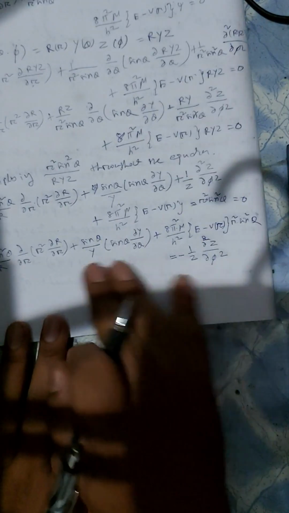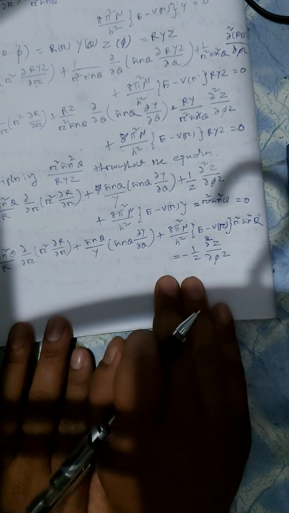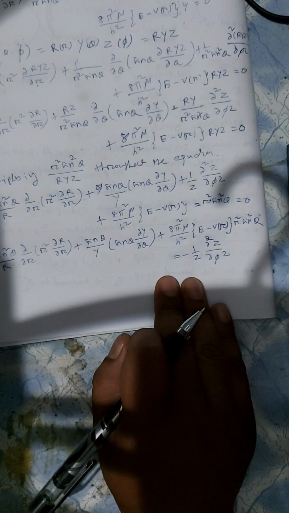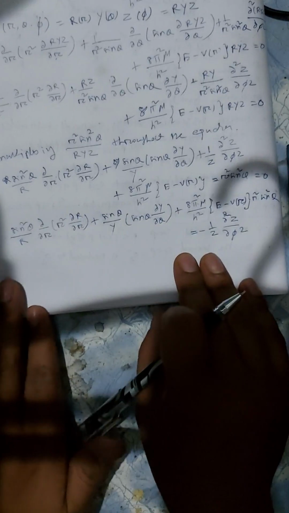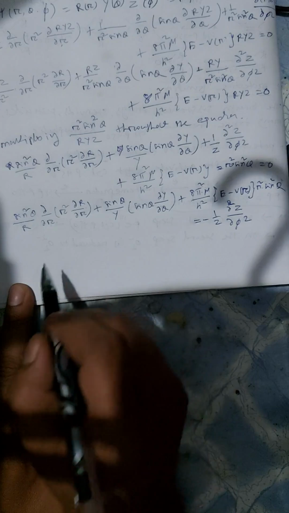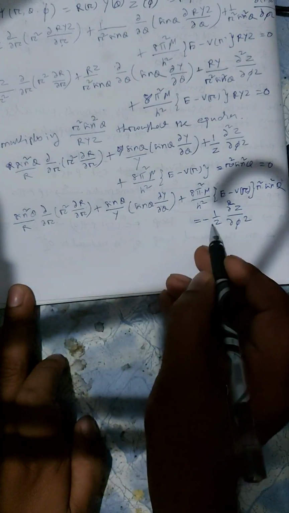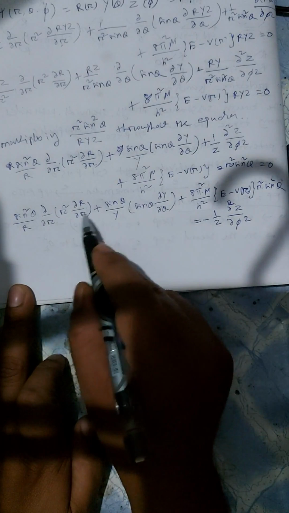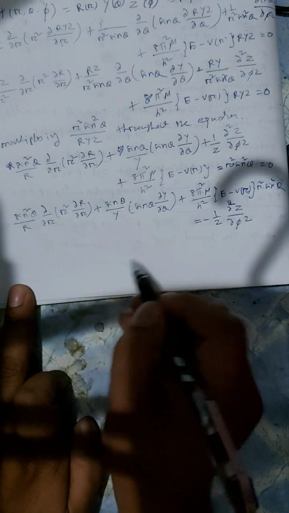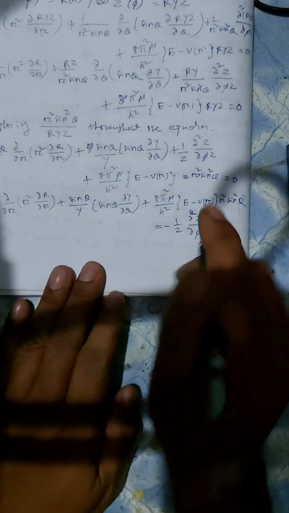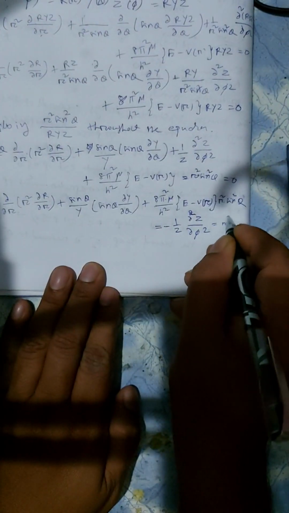That means both sides are equal, so it must be equal to a constant. Let us consider this constant is m square. Just like in the rigid rotator, whatever we did, the same process I have to do here. In the rigid rotator, potential energy is 0, but in this case it is not. Then the left hand side is a function of r and theta, and the right hand side is a function of phi, so both left hand side and right hand side are equal to m square.